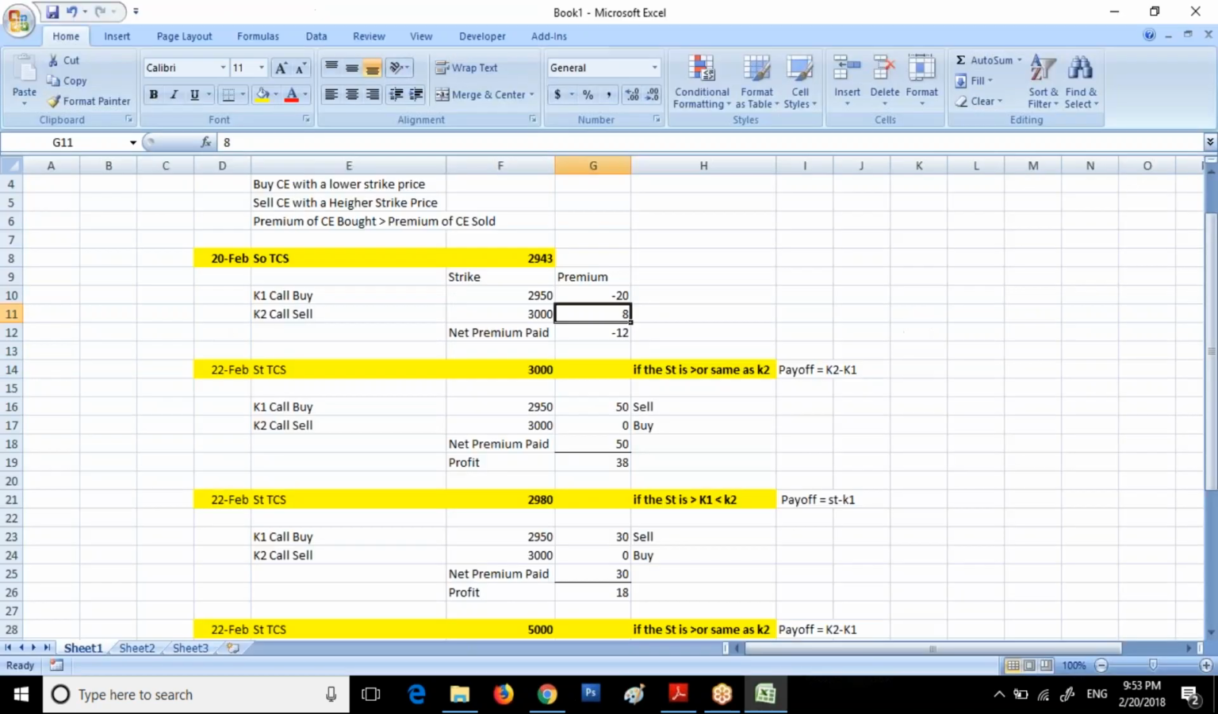So this gives me a little extra premium, and that reduces my total cost. So if I buy only a call, I have to pay 20, and if I buy a call and sell a call, I have to pay only 12. So I receive it, so that reduces my total cost of getting into this contract, right?